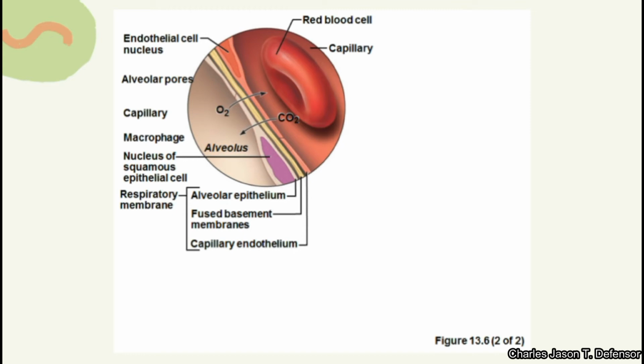First, the alveolar epithelium. Second, the fused basement membrane. And third, the capillary endothelium. Alveolar epithelium consists of simple or thin squamous epithelium that facilitates the diffusion of oxygen and carbon dioxide from high concentration to low concentration. Fused basement membrane is where the alveolar epithelium walls and capillary endothelium walls meet. Capillary endothelium consists of simple squamous epithelium that forms the inner lining of the entire blood vascular system.